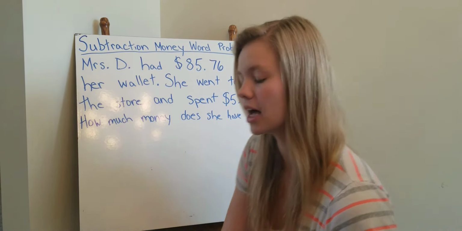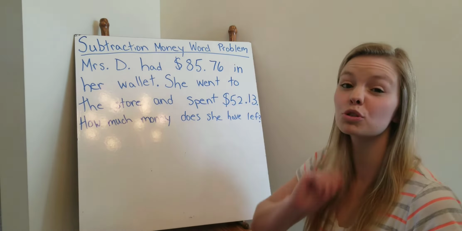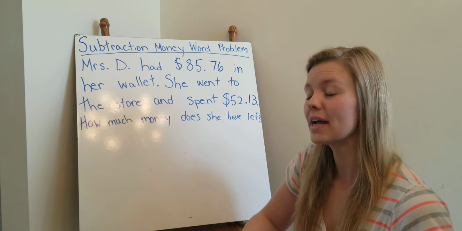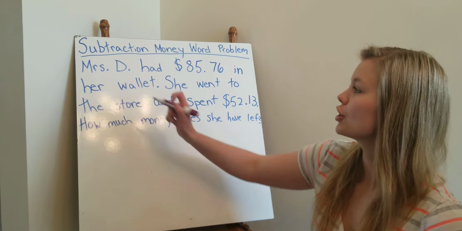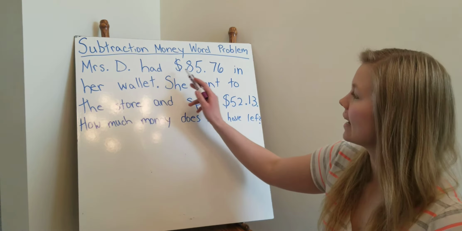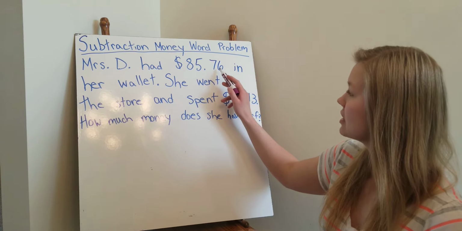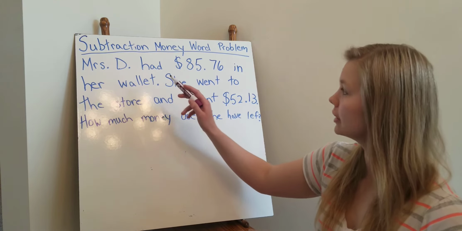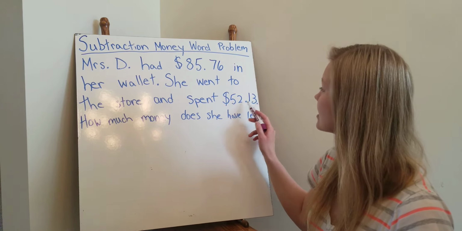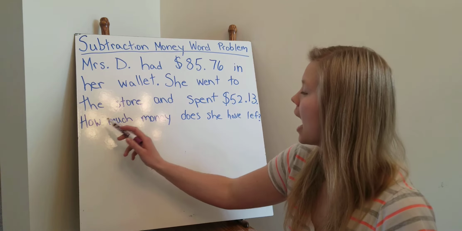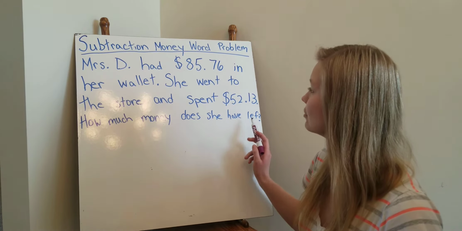Okay, we're going to try a word problem. So on the Seesaw activity you're going to do today, they're all subtraction word problems. Okay, so instead of plusing, we are going to minus. All right, so this one says Mrs. D had $85.76 in her wallet. She went to the store and spent $52.13. How much money does she have left?